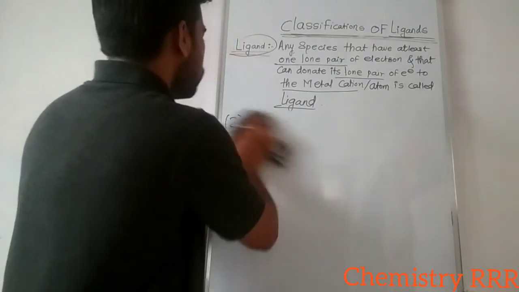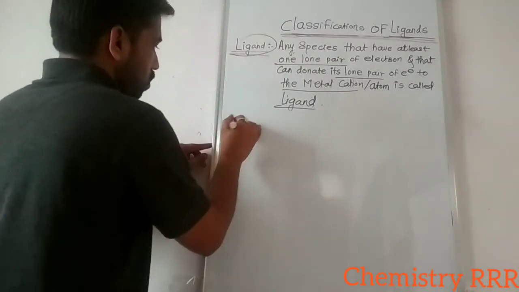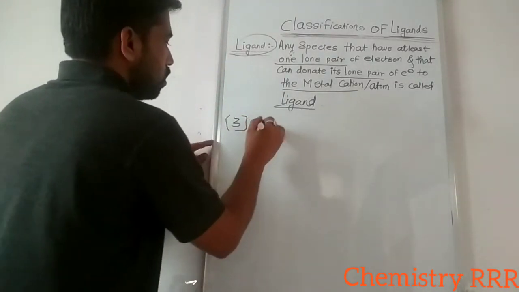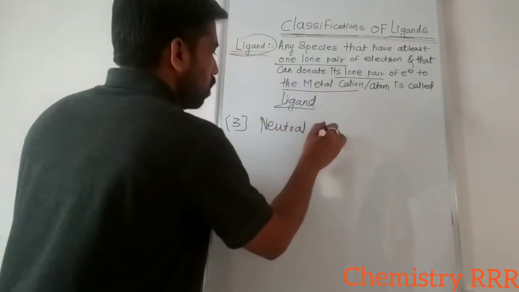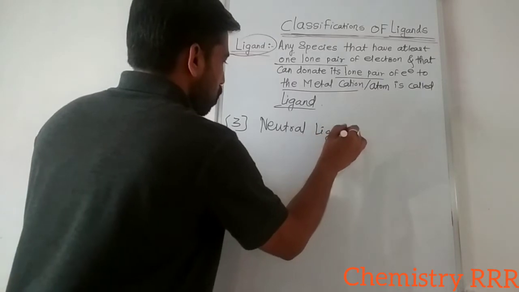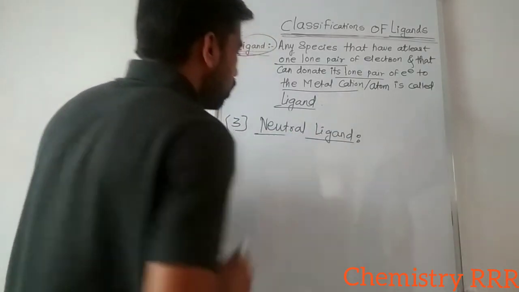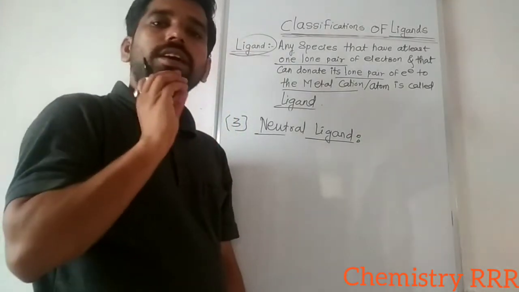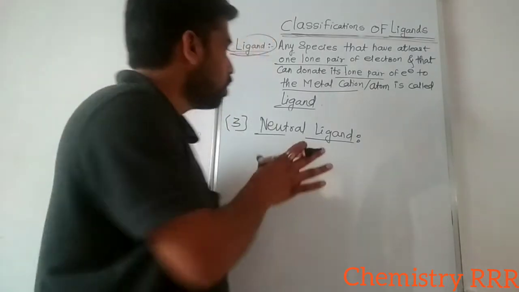Now let's see the third category, neutral ligands, on the basis of charge of the ligands. In this category there is no charge present on the ligands, no positive or negative charge. This is the neutral ligand.